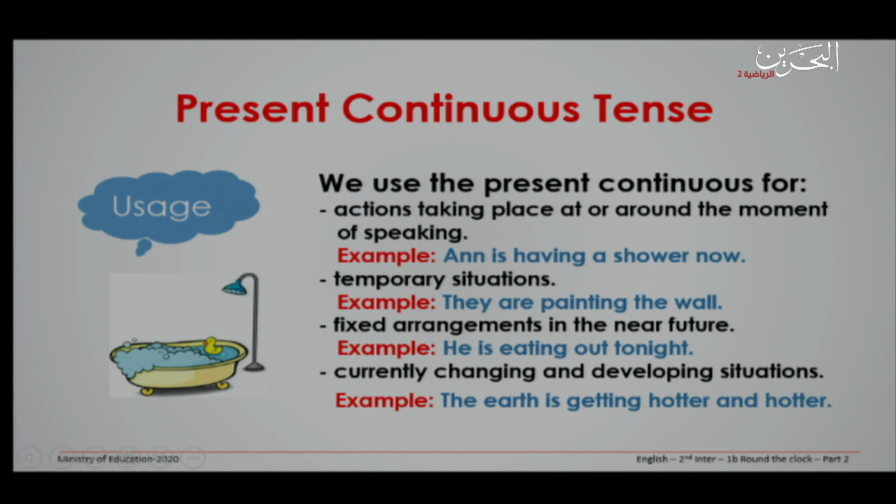We also use the present continuous tense for temporary situations. For example, they are painting the wall. The present continuous tense is also used to talk about fixed arrangements in the near future. For example, he is eating out tonight. And finally, we use the present continuous tense to talk about currently changing and developing situations. For example, the earth is getting hotter and hotter.